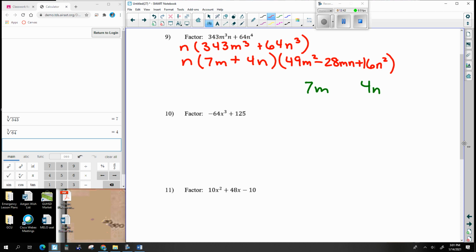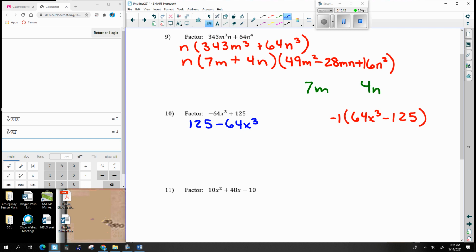Okay, here again, you can do it two different ways. One way you can do is you can switch the order in which this thing comes. So you can look at it as 125 minus 64x to the third, or you can take out a -1 to begin with. So -1 comes out, and that's 64x to the third minus 125. It's all good. Regardless, these are perfect cubes.